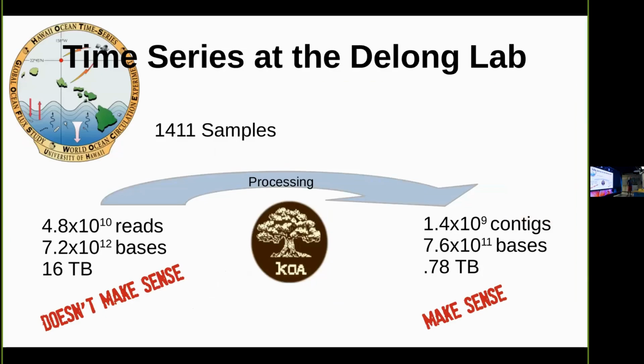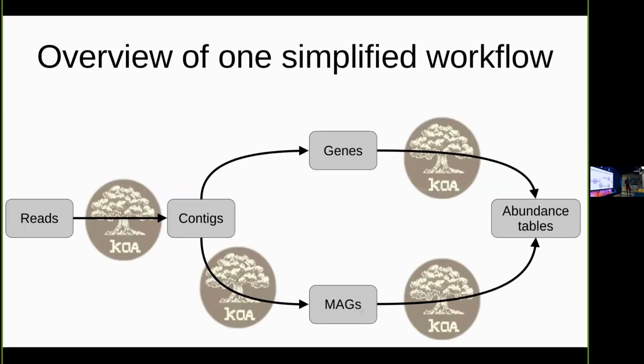So back to that time series in numbers. The time series is at the beginning 60 terabytes of data. That doesn't make sense. And we process it into less than 1 terabyte of data that this time does make sense. To do so, we are using heavily the HPC cluster COA. I'll give you a brief example of how much we are using it.